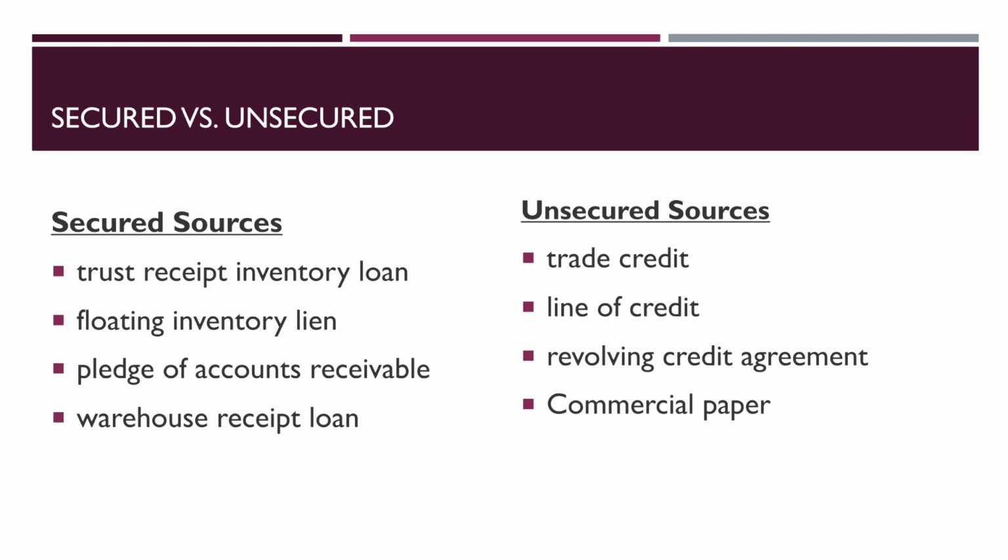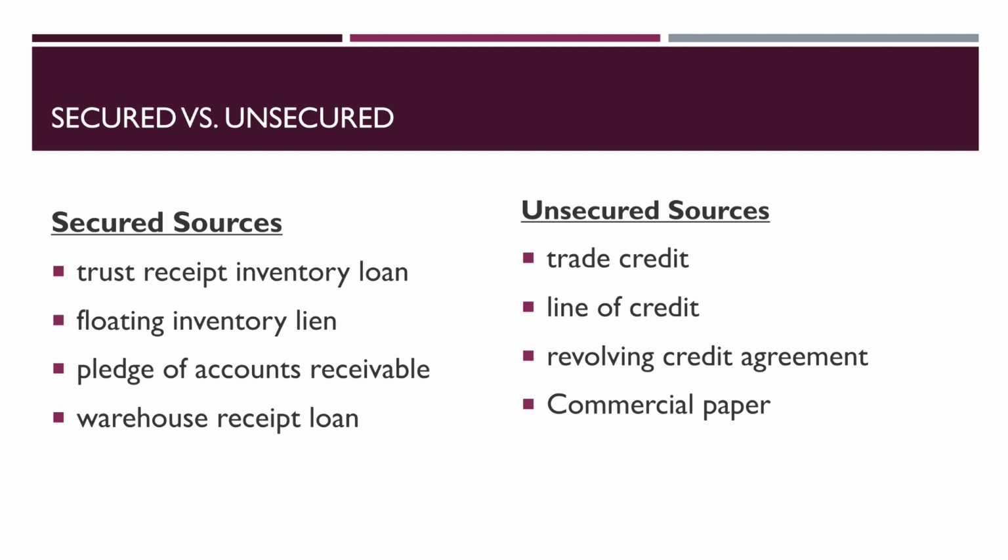Warehouse receipt loan is a little bit different, and maybe you haven't heard of it, but this is where the lender designates a specific warehouse to house the inventory of the borrower, so they have a little bit more oversight of the collateral itself. Unsecured sources. The first would be a trade credit. The seller extends credit to the buyer between the time the buyer receives the goods or services and when it pays for them.